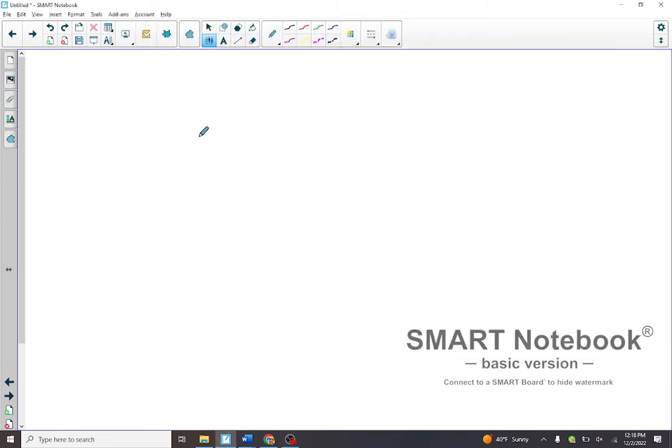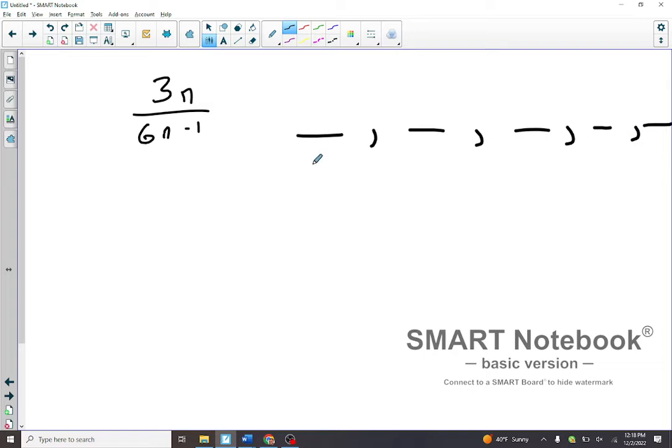First thing on the first part of your test, I'm going to ask you, please give me the first 5 or 6 terms. No matter what the equation is, like 3n over 6n minus 1. If I ask you for the first 5 terms, what that means is you have to find all the 5 terms, which means you have to plug in 1 for n, and 2 for n. So 3 times 1 over 6 times 1 minus 1 is 3 over 5.